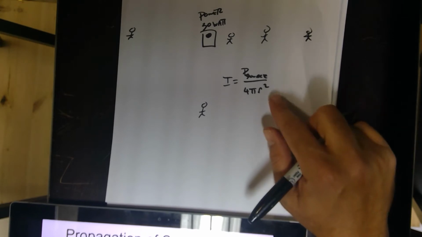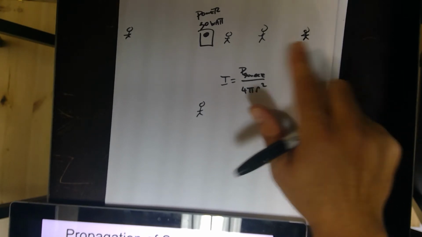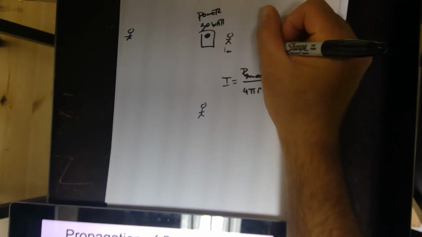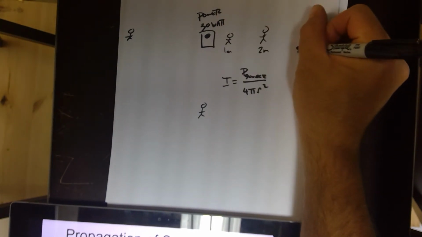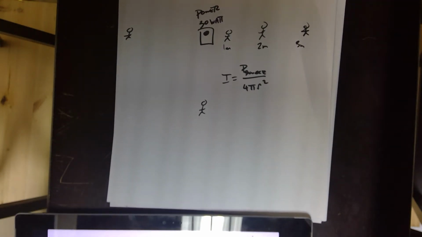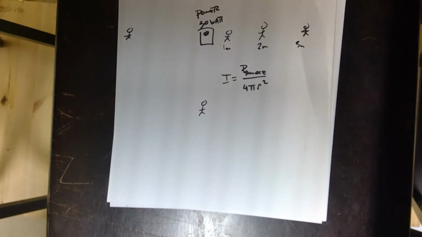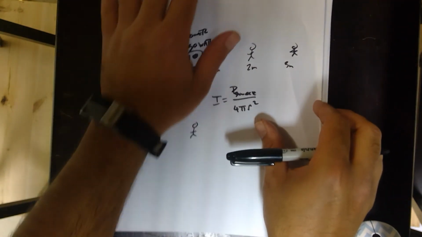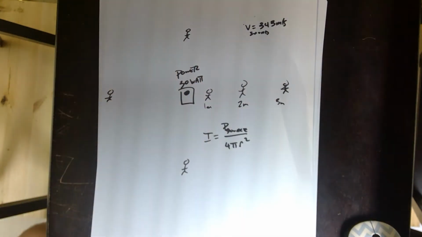So this explains why this person's not going to hear it as loud as this person, because the power of the source is 30 watts. Say this guy's 1 meter away, say this guy's 2 meters away, say this guy's 3 meters away. They're all going to hear something different. And we'll just do the quick calculation to show you what it's going to look like. What you may notice is that this is dying off as an inverse squared law, kind of like we've seen with the force of gravity here.